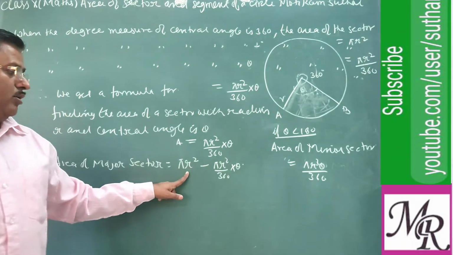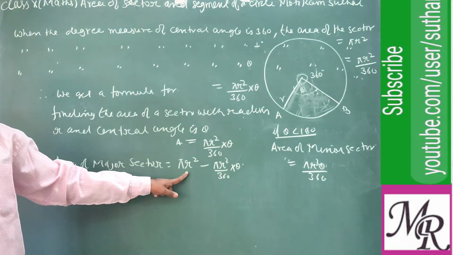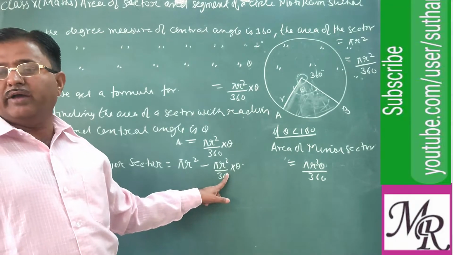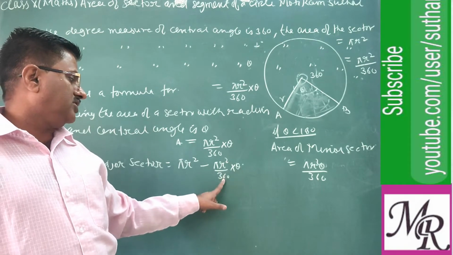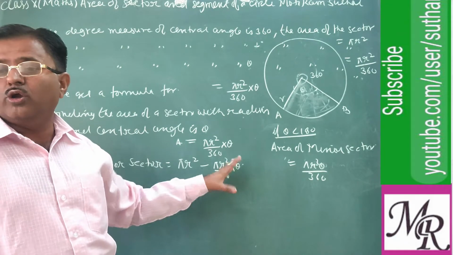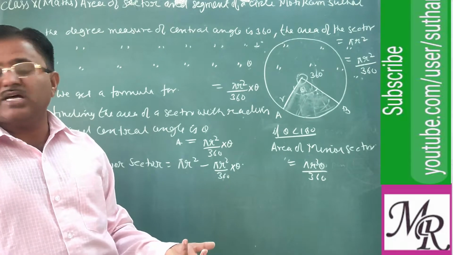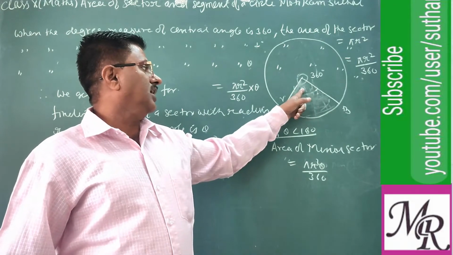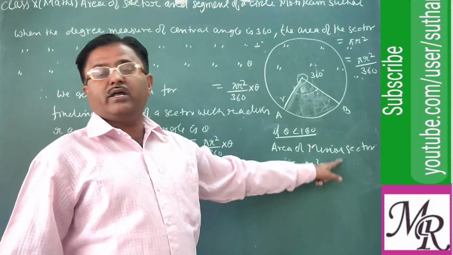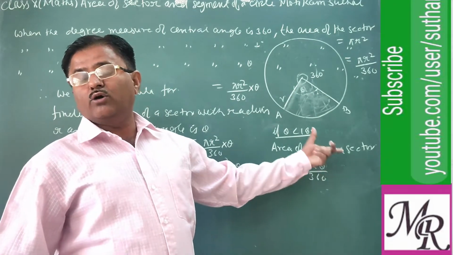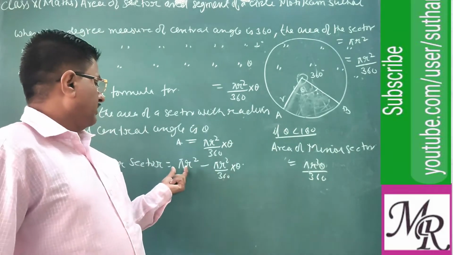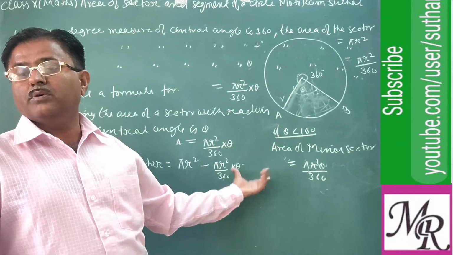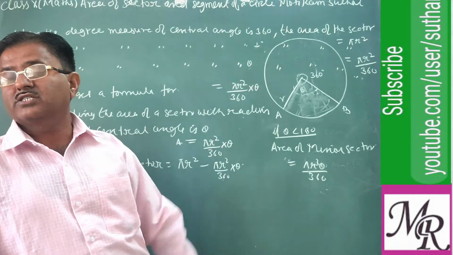Clear? Area of a circle, pi r square, minus area of a minor sector, pi r square theta upon 360. Or vice versa. Vice versa means suppose this is a major segment. Suppose this theta is more than 180 and this is a major sector. Then how to find the area of a minor? Area of a circle minus area of a major sector.